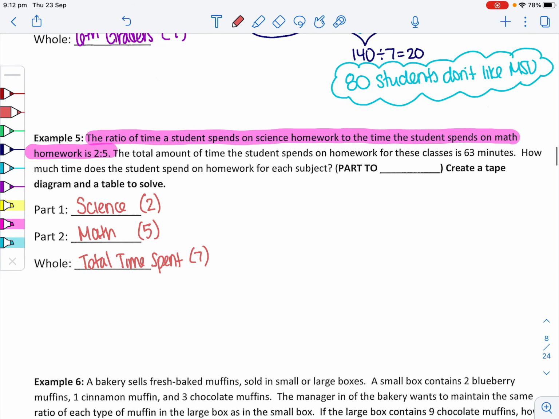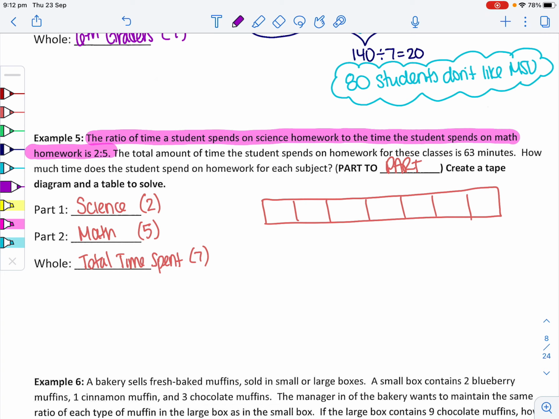That means when I create my tape diagram, it's going to be cut into 7 pieces again. Don't worry, they are not all 7 pieces. 1, 2, 3, 4, 5, 6. And after the second one, I'm going to do my break. So I've got science and math.